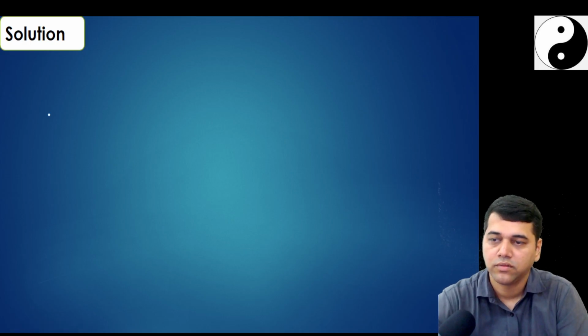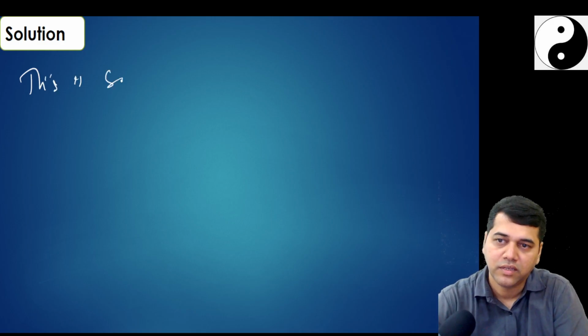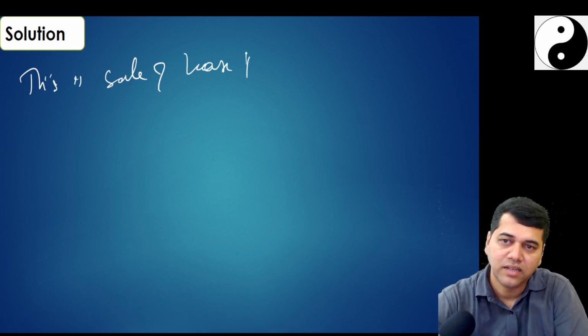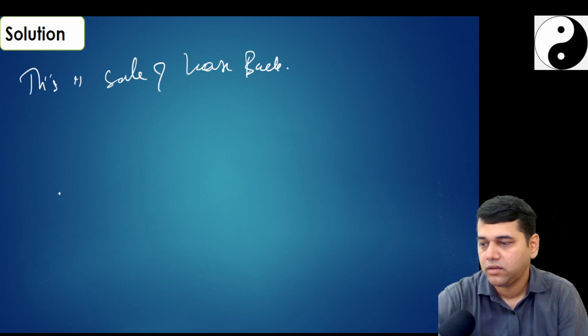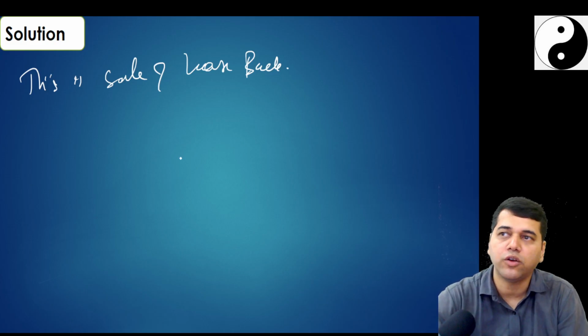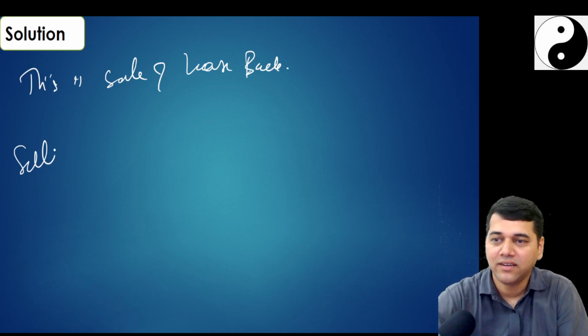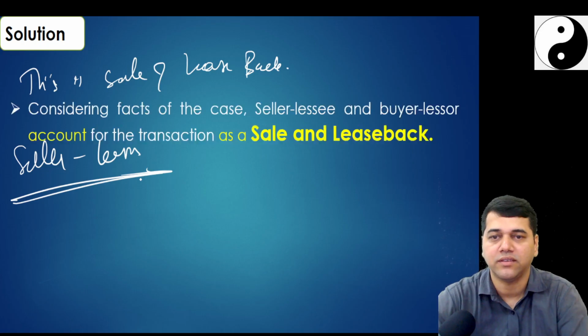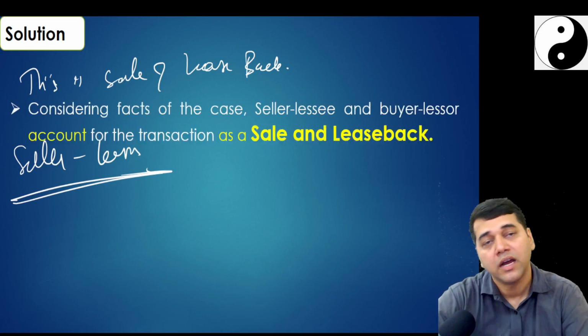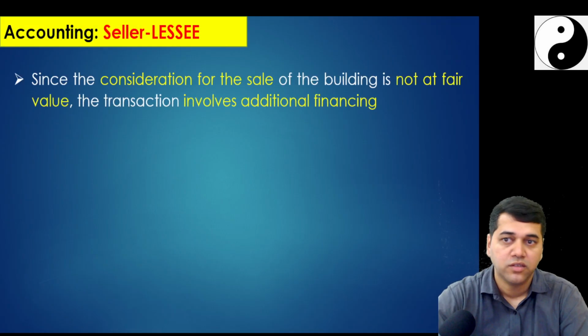Okay. This is a sale and lease back. And whose books do we need to account in? Both. In both the books. So write seller, lessee. Accounting in the books of seller, lessee. So first we will write this is sale and lease back. Why? Ind AS 115 control test has passed. So it is a sale and lease back.